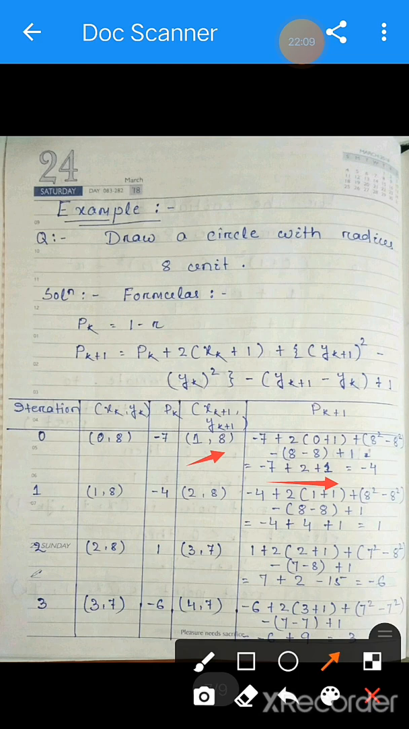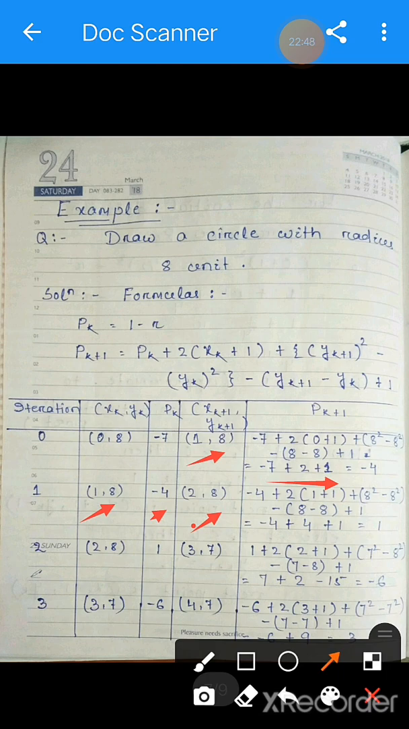Okay, now we have pk plus 1 value minus 4 and xk, yk is 1, 8. Now if this value is less than 0, then the next pixel point is xk plus 1 and yk. That means xk plus 1 is 2, yk plus 1 is 8, so 2, 8. Now we find the pk plus 1 using this formula: minus 4 plus 2 into 1 plus 1. 1 is what?